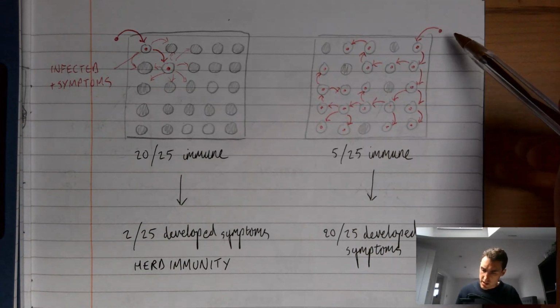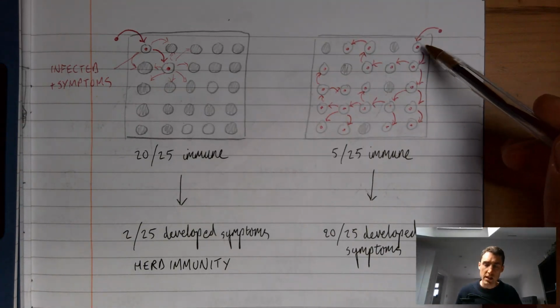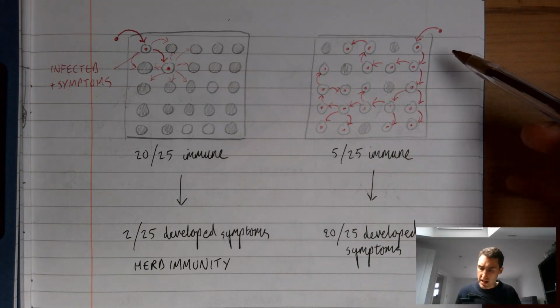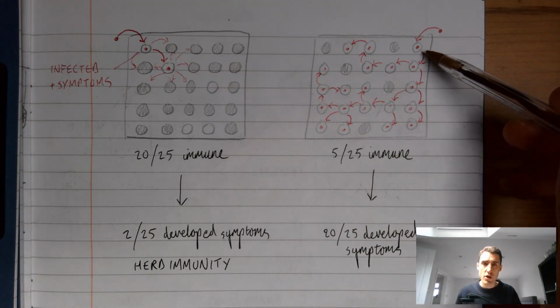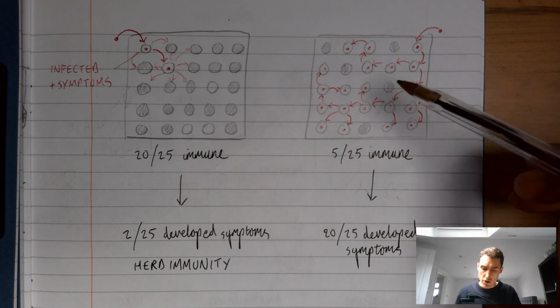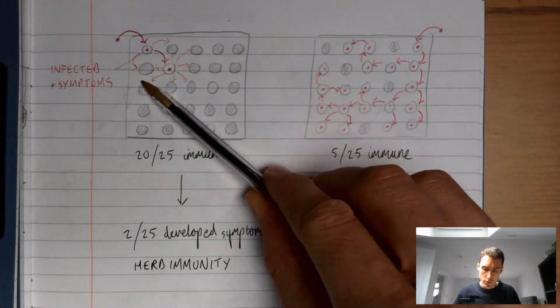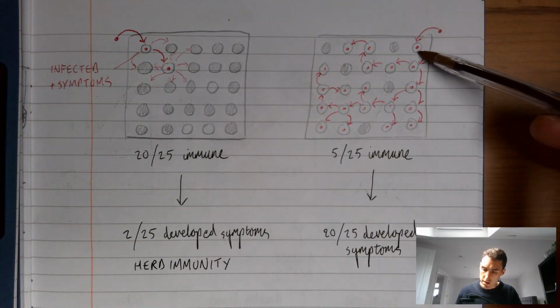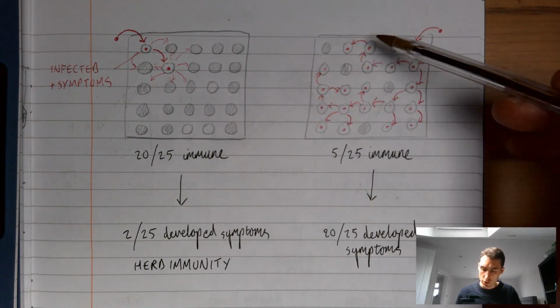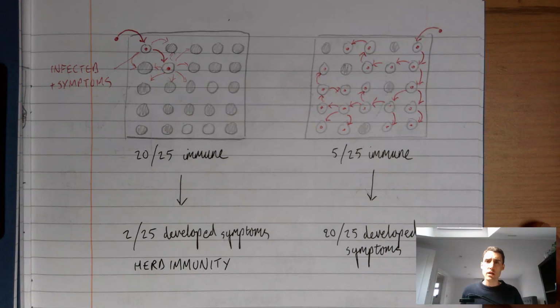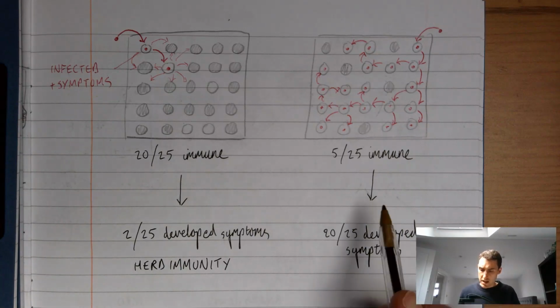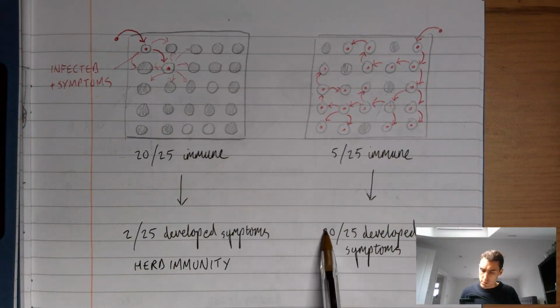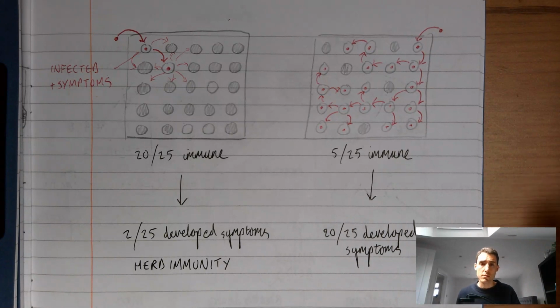And let's imagine this time that one of the students gets infected. Now you can show here that because not that many of them are immune, you're not going to get this situation where the disease can't spread any further. Actually, what happens here is that every single person who wasn't previously immune is infected. So if only 20% are immune, then 20 out of 25 will develop the symptoms.